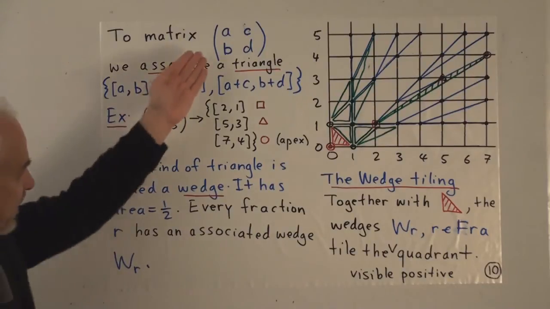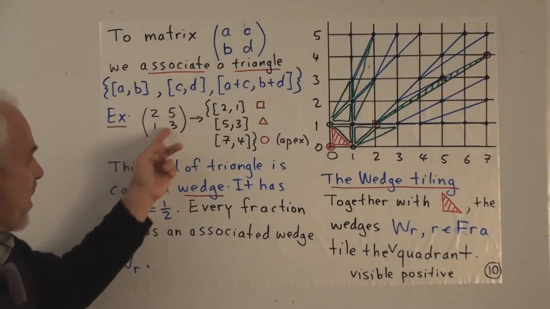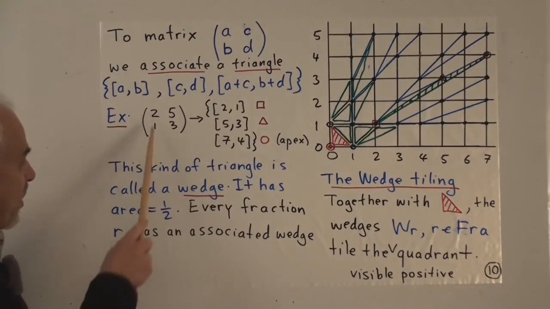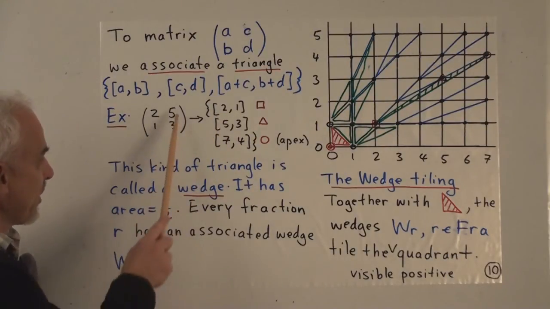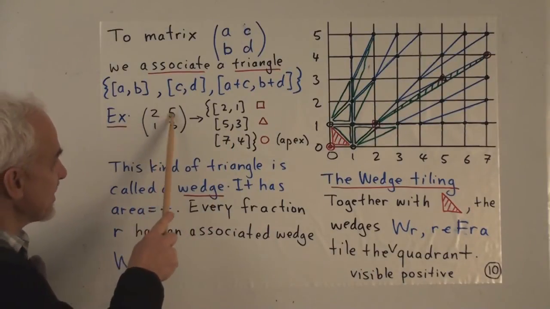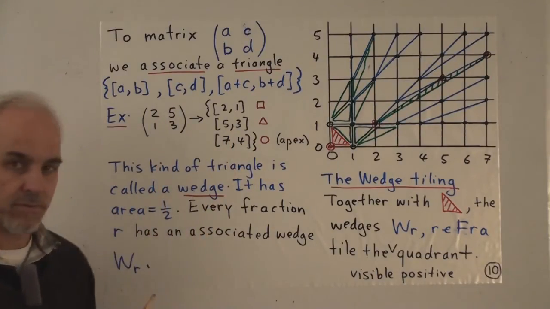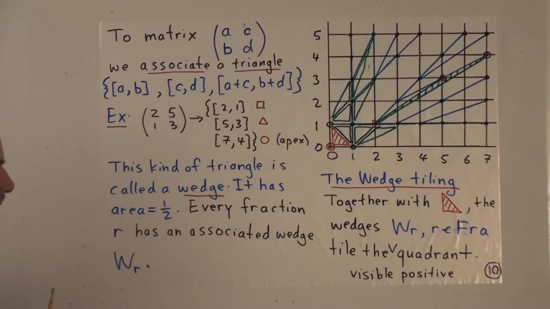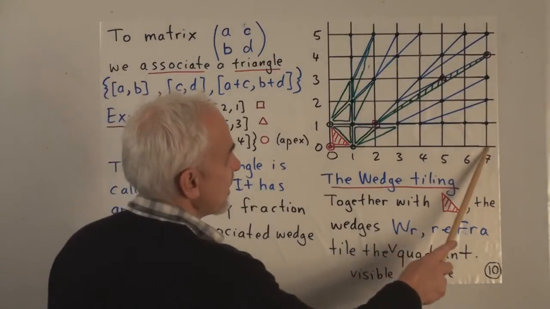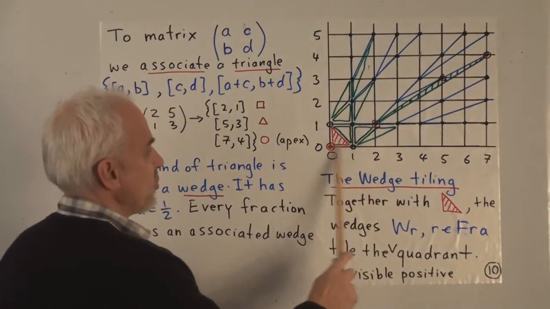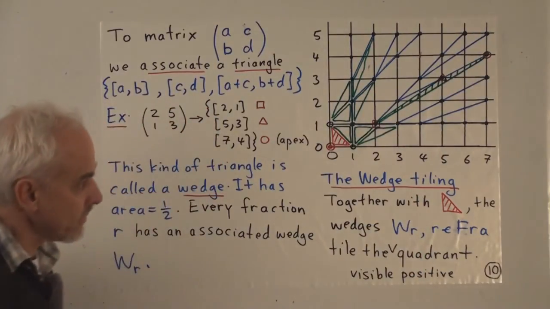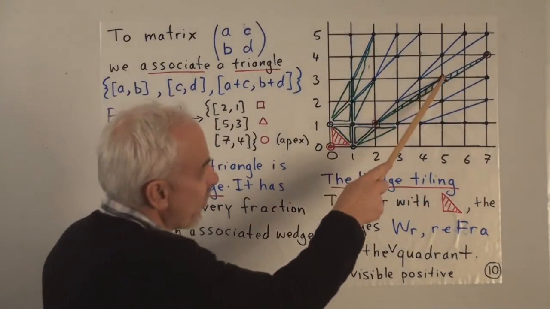So for example, if we look at the matrix 2, 5, 1, 3, then associated to that are three points. One of them is the point 2, 1. The other one is the point 5, 3. And the other one is the point 7, 4. So 7, 4 is right up there, and 2, 1 is here, and 5, 3 is here. So these are three visible points.